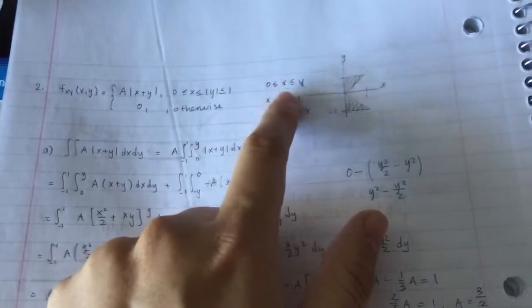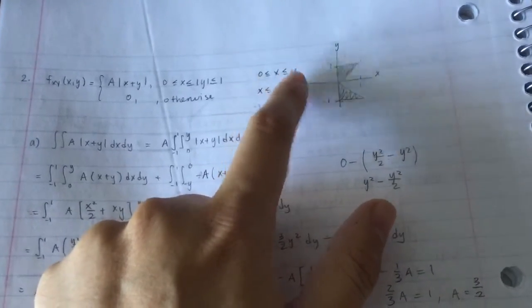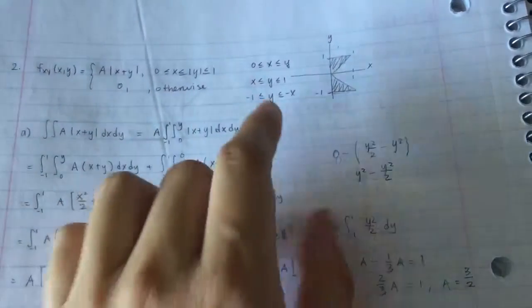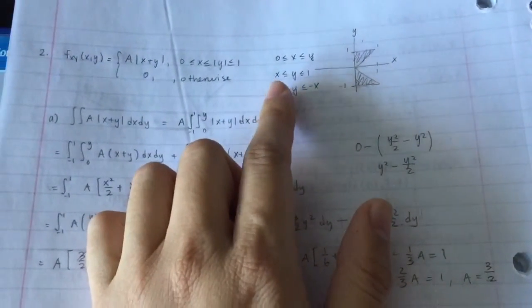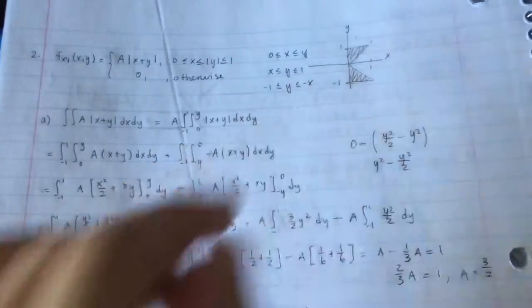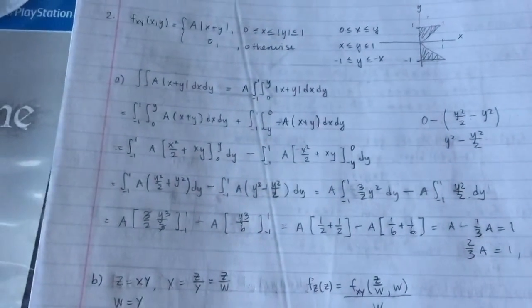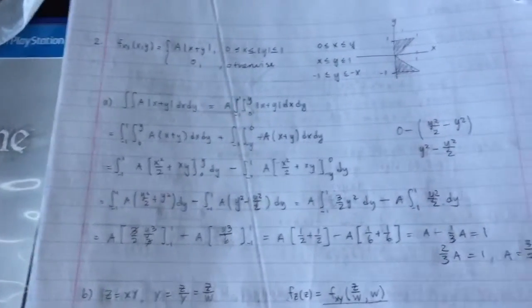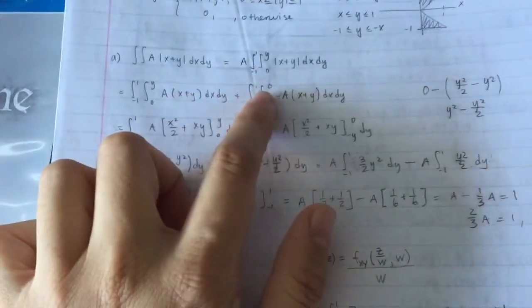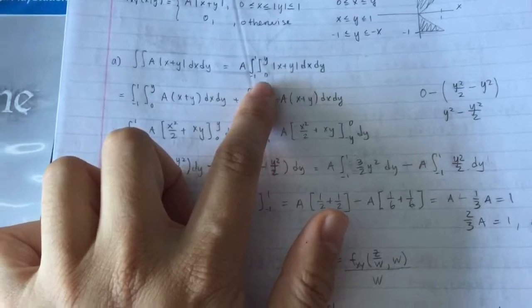And the limits of x are from 0 to y, and the limits of y have two parts because of the absolute value: from x to 1 and negative 1 to negative x. So to verify this is a valid joint density function and find what a is, we have to take the double integral of small f of x, which we did here, and we put in the bounds.